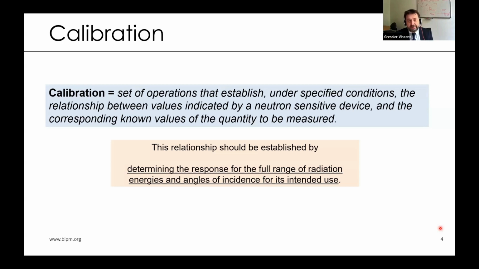So, calibration. The definition of calibration is a set of operations that establish, under specified conditions, the relationship between values indicated by the neutron sensitive device and the corresponding known values of the quantity to be measured. So we will see that after. It's just something very easy to write. But what is behind it is that if you want to establish this correctly, you have to determine the response for the full range of radiation energies, even types of energies, and angles of incidence for the use the instrument is intended for.